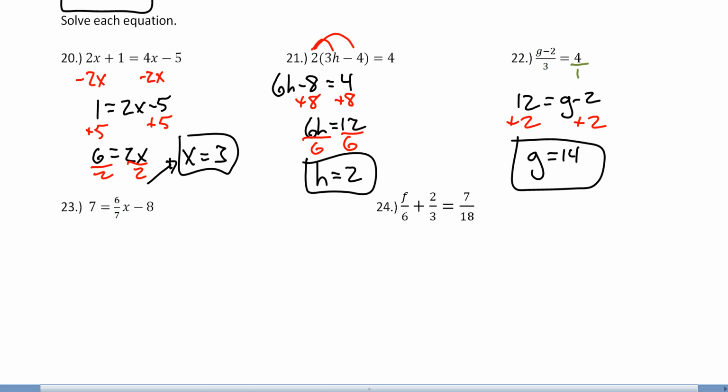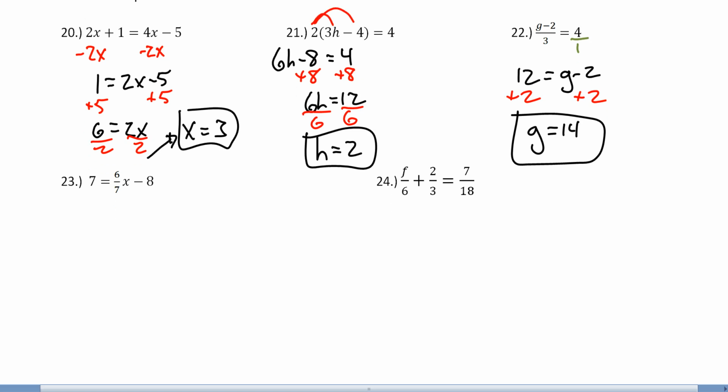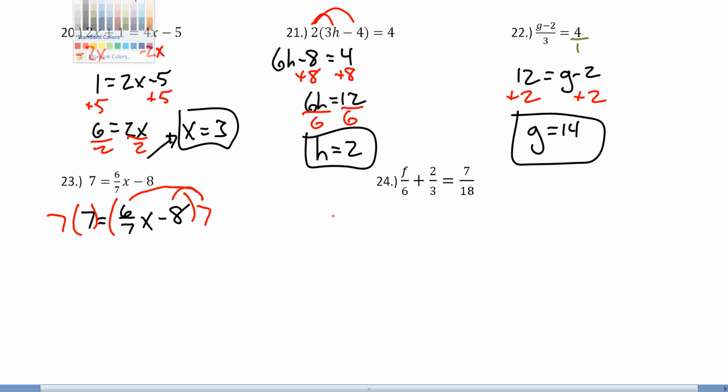The next one. The second I see a fraction inside of an equation, we can always eliminate fractions by multiplying through by the common denominator. So in this one, the common denominator, the only denominator I see, is a 7. So I'm basically just going to multiply everything by 7. Let me rewrite this so I have a little bit of room to work. But I'm just going to multiply each side by the common denominator, which is a 7. So over here, I have to use my distributive property. So on this first side, I get a 49. Over here, when I distribute, 7 times 6 sevenths is a 6, so I get a 6x, minus 8 times 7 is the 56. And now from here, I can start solving this thing pretty easily.